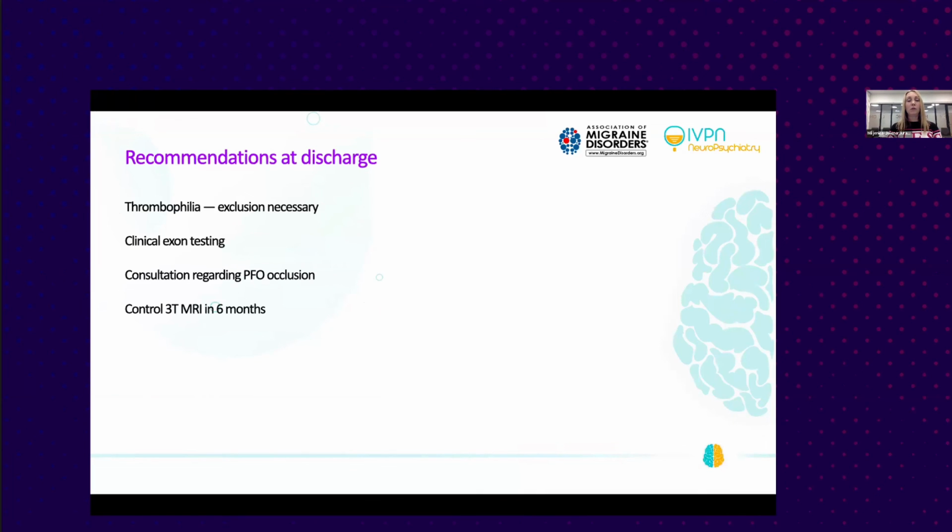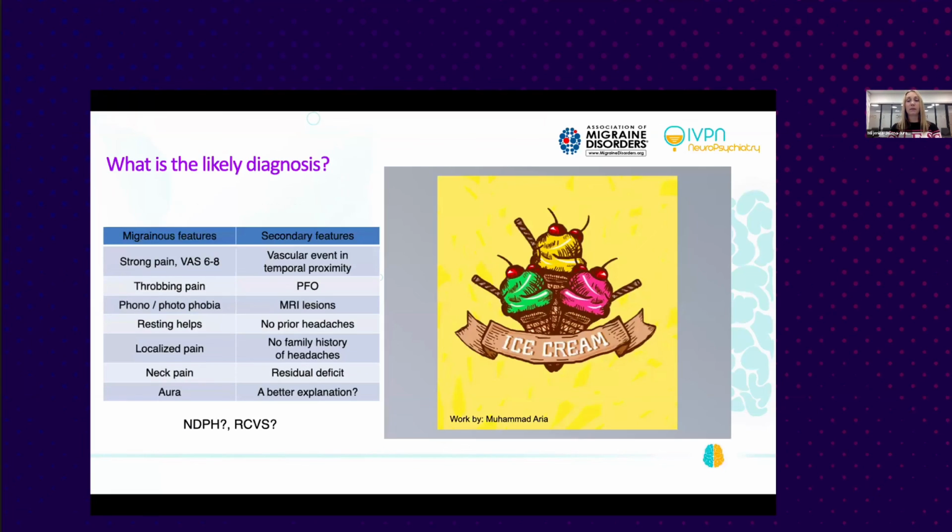They also suggested that she should be checked for thrombophilia, which was later found to be negative. They sent her for clinical exome testing. We don't have results yet. And to have a consultation regarding a PFO occlusion. They also proposed a control MRI of 3 Tesla in 6 months. So what do you think is the likely diagnosis?